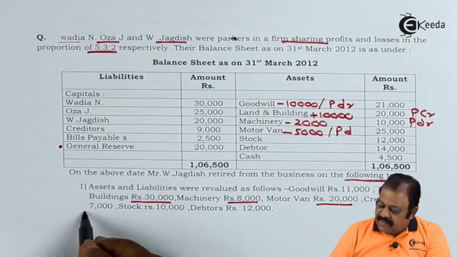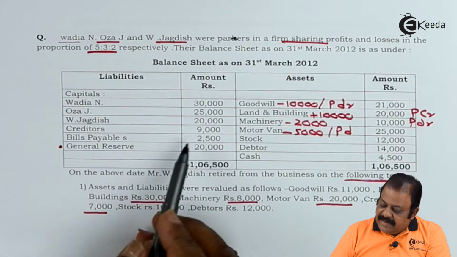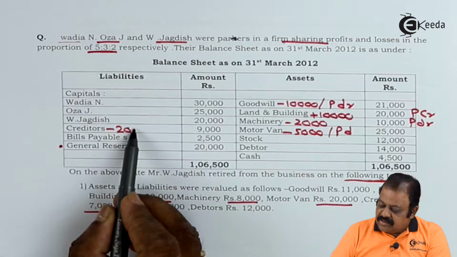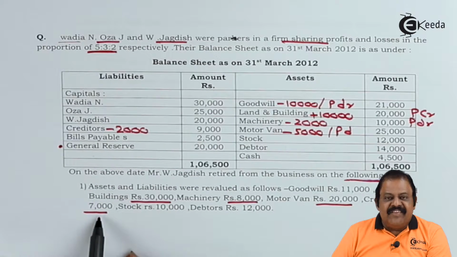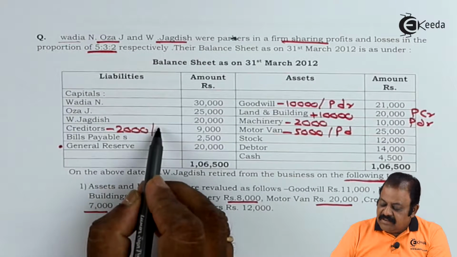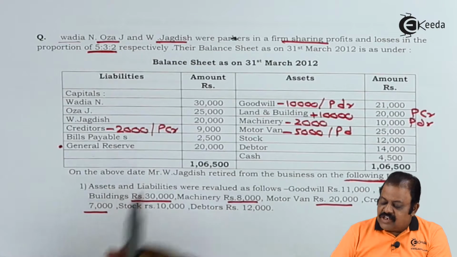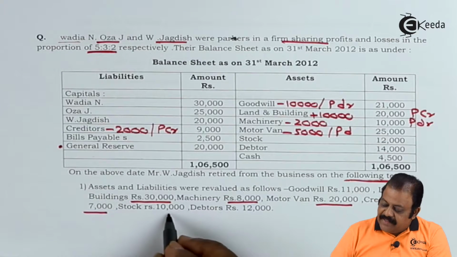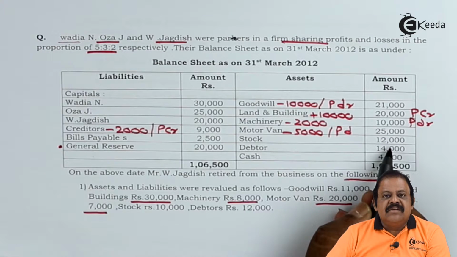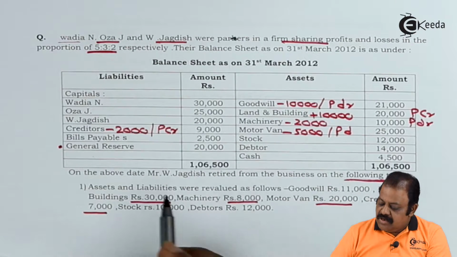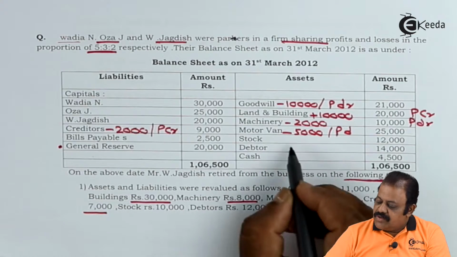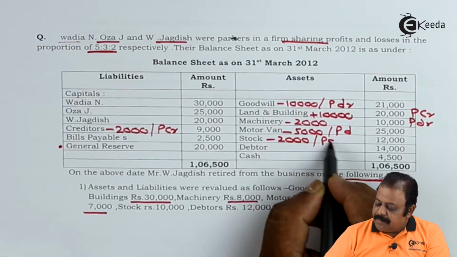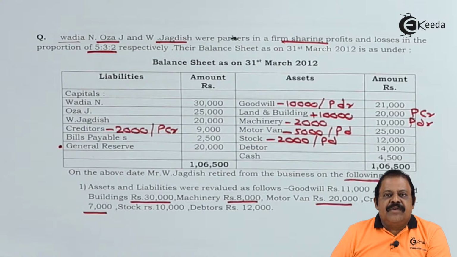Creditors 7,000. Here creditors are given as 9,000. They are reduced by 2,000. New creditors 7,000. This is a gain, profit and loss adjustment account credit. Stock 10,000. Here stock is given in the balance sheet as 12,000. New value is 10,000. So we are required to reduce stock by 2,000. Second effect, profit and loss adjustment account debit.